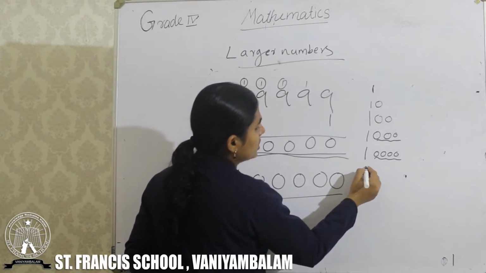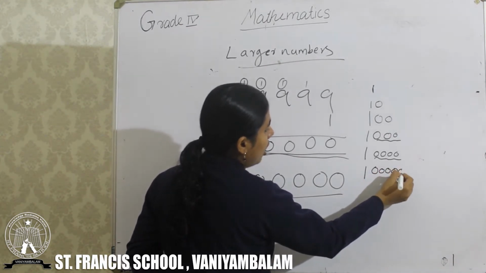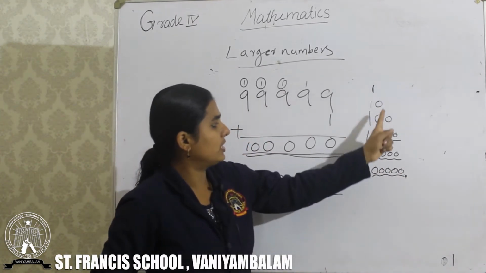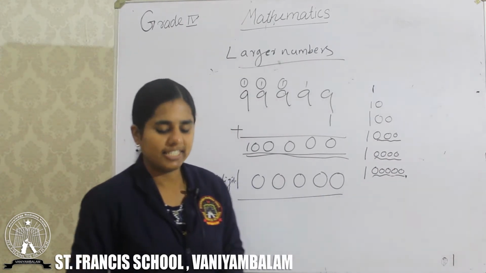Now we learn the smallest 6-digit number. Six digits are here. Then how many zeros do we want to write? Five zeros. 1, 2, 3, 4, 5 zeros. This is the smallest 6-digit number.